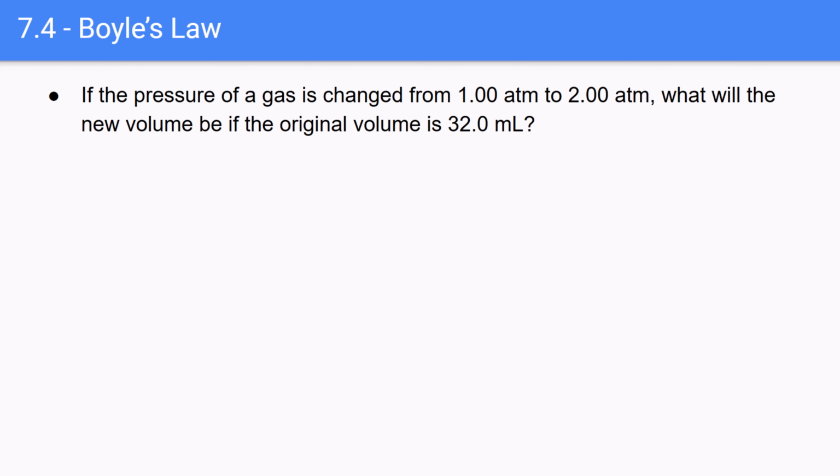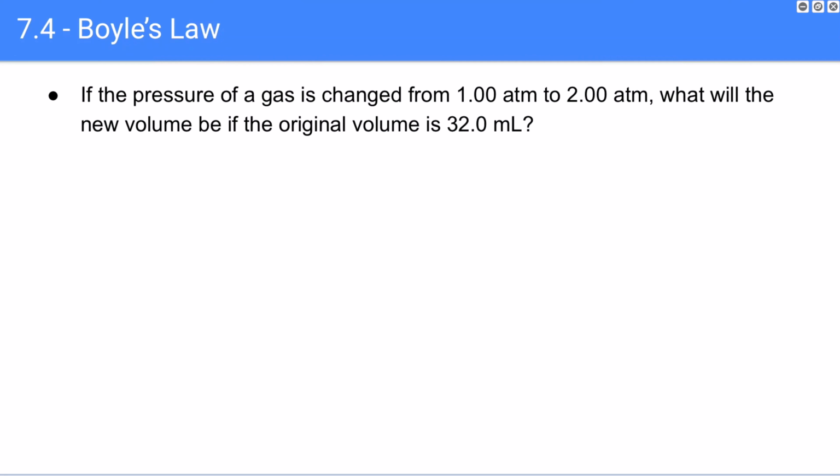So we have a practice problem here. It's pretty straightforward. It says that the pressure of a gas has changed from 1 atm to 2 atm. What will the new volume be if the original volume is 32 milliliters? So you have P1V1 equals P2V2. Think about what your initial pressure and initial volume are, and your second pressure and second volume are, and I will go through it with you here in just a moment.